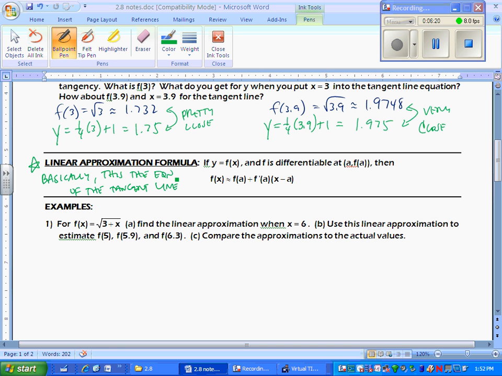Right? Same thing we just did. It's just kind of masked as a formula instead of just doing what we did. We used the point slope formula to find our equation. This looks different, but really, in the end, it's the same type of thing.